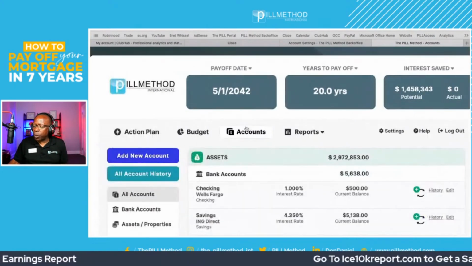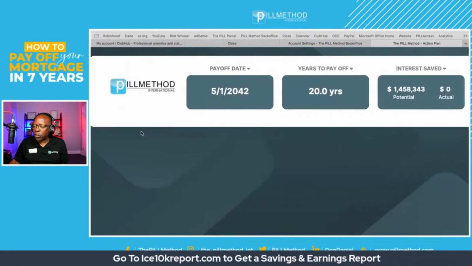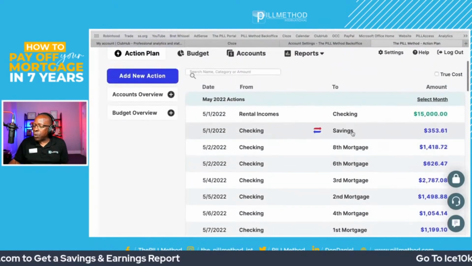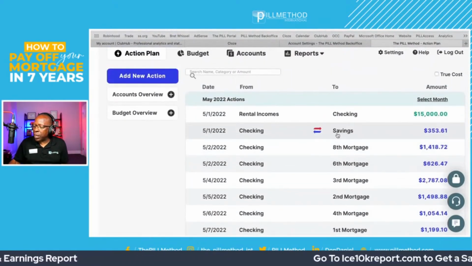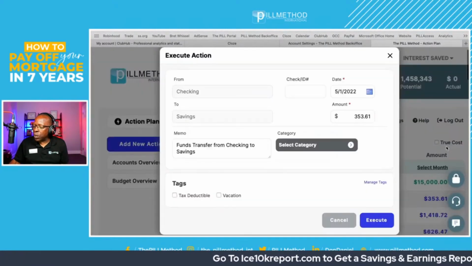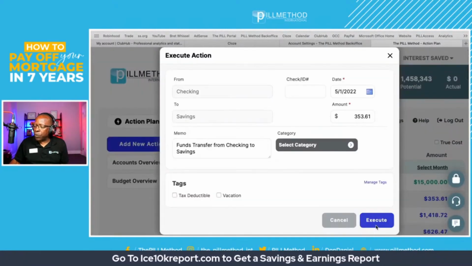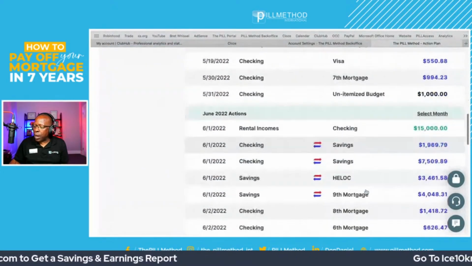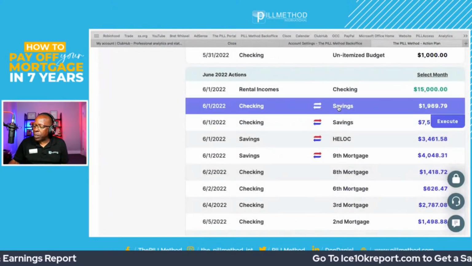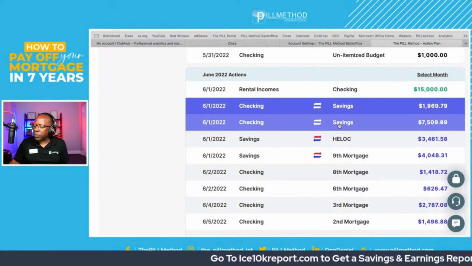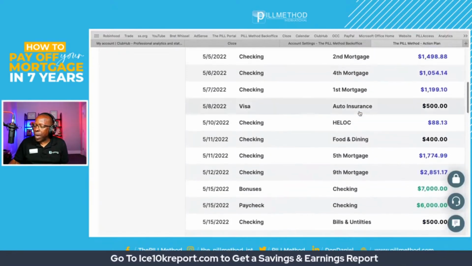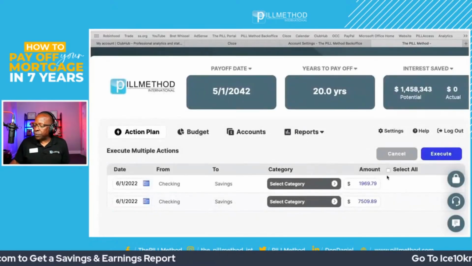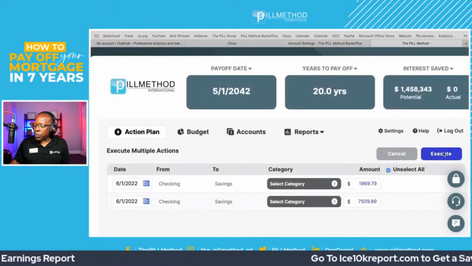Now, let's go into accounts and actually do some of these actions. The program says take money from checking, put it into savings. We're going to execute that and follow the program as far as that's concerned. Then the program says put this amount in savings and put this amount in savings. We're going to do those two actions by clicking on execute multiple actions, putting that in savings, and executing that.